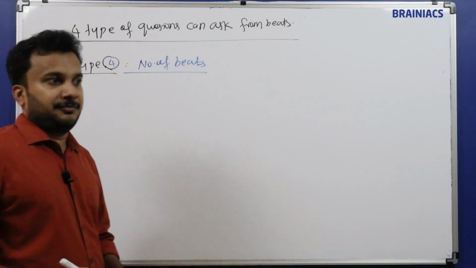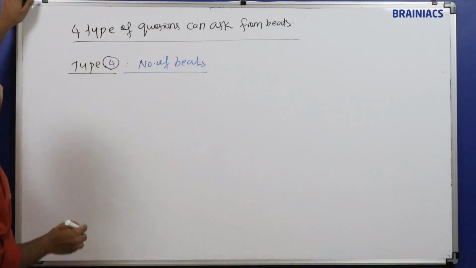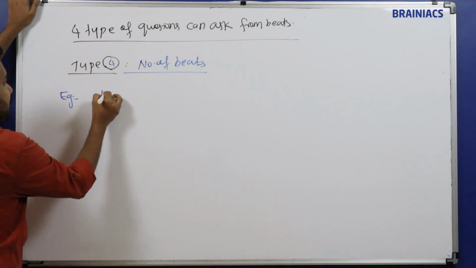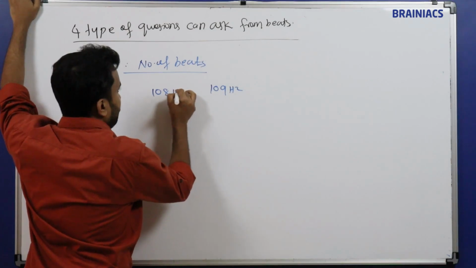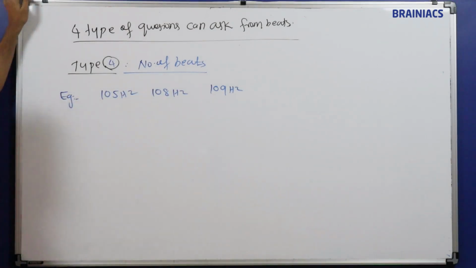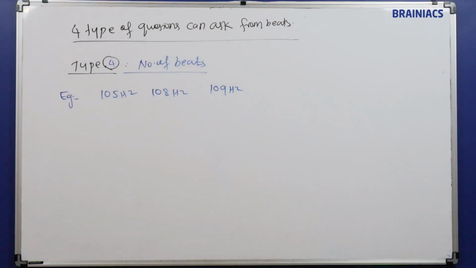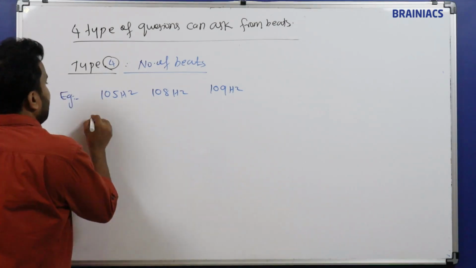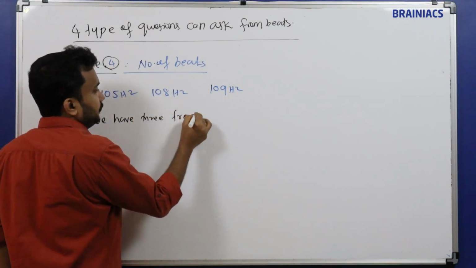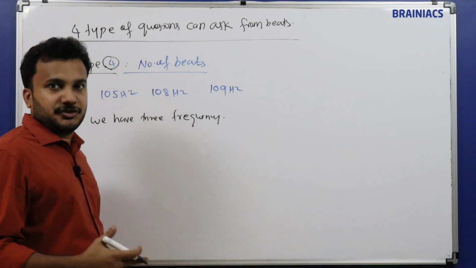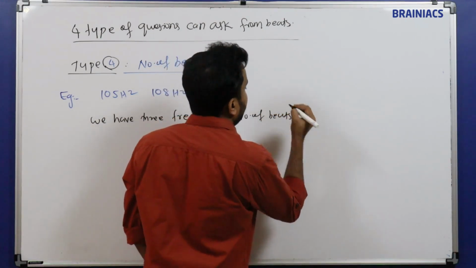For example, I told that the number of beats is the number of maxima and number of minima which are formed. Suppose we have 3 frequencies here, 105, 108 and 109 hertz. It will be given like this as a question. When these three are superimposed, we have 3 natural frequencies here. So here we have 3 frequencies, and superimposing them will give beats. Questions will ask to find the number of beats. How many beats?